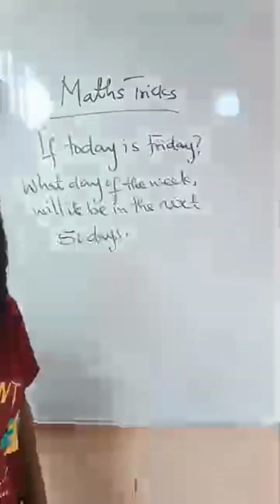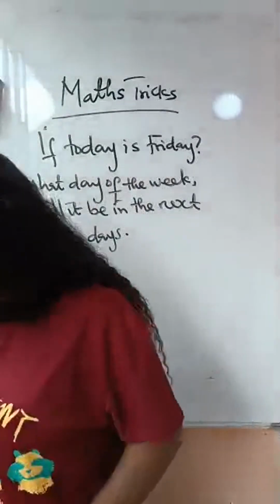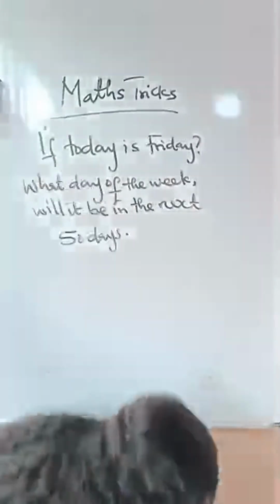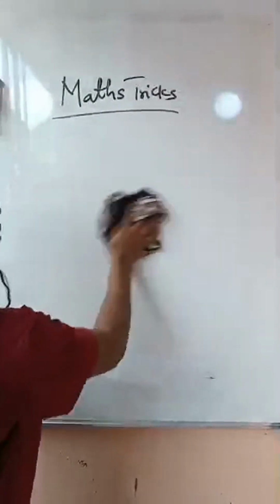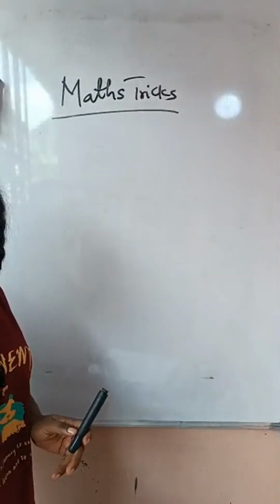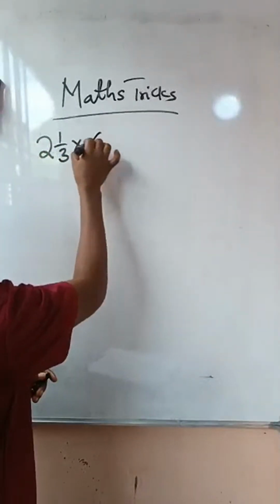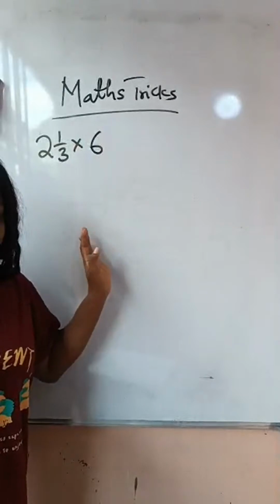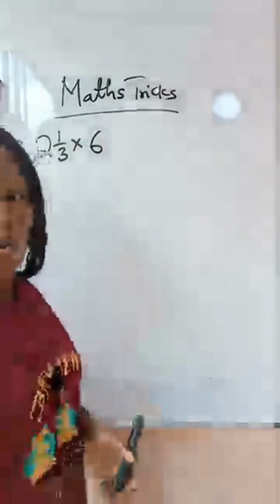Now you can multiply faster without changing to improper fraction. For example, we have 2 whole number 1/3 multiplied by 6. Normally, what we do is change this to improper fraction, right?